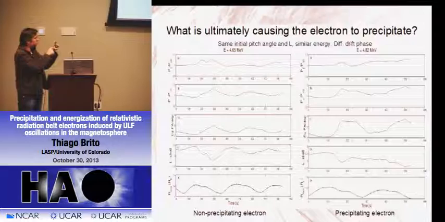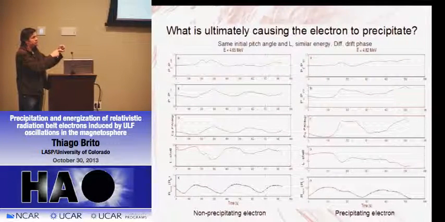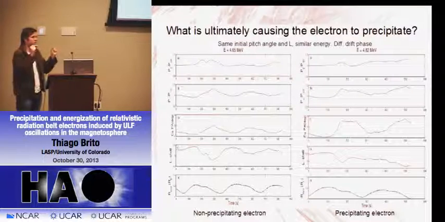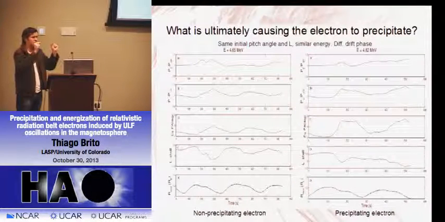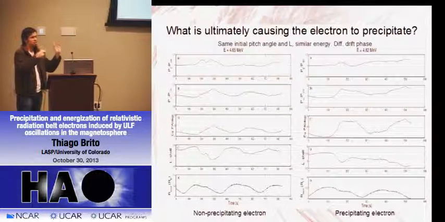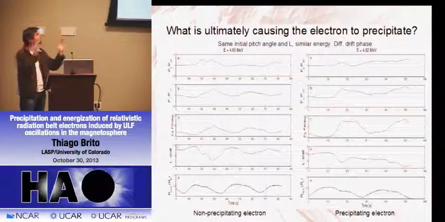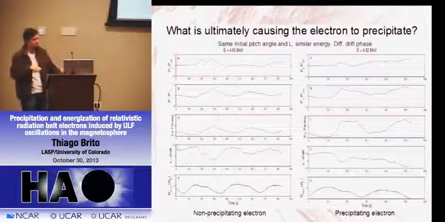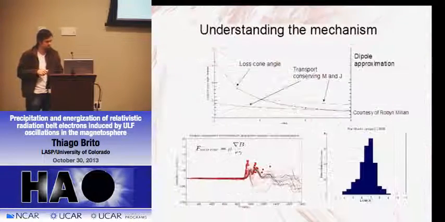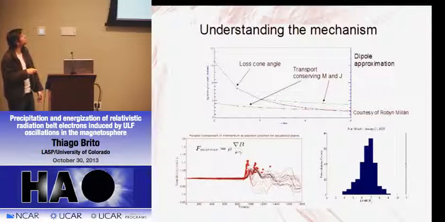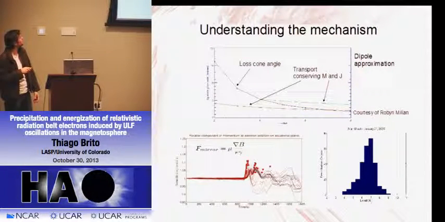If the particle is bouncing here, and then it moves inward, it sees a shorter field line length. It's as if the mirror points of the particle are coming closer together, and this is essentially the Fermi acceleration. If you have the mirror points of a bouncing particle coming in together, they accelerate in the parallel direction. And so these are the last slides explaining this mechanism.